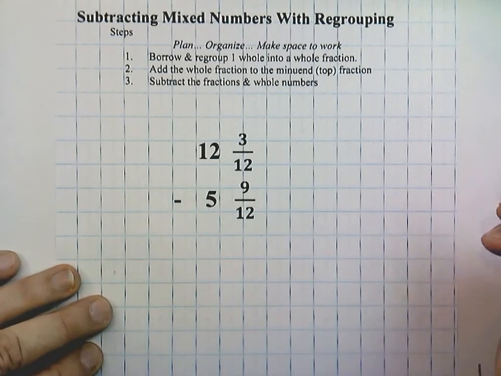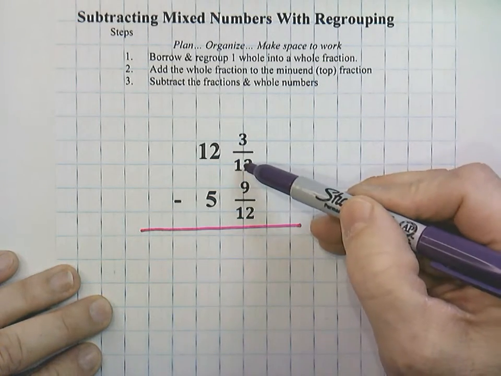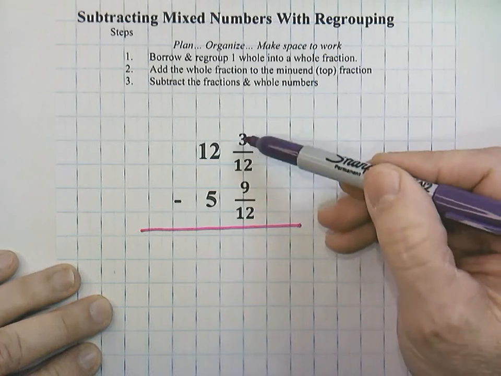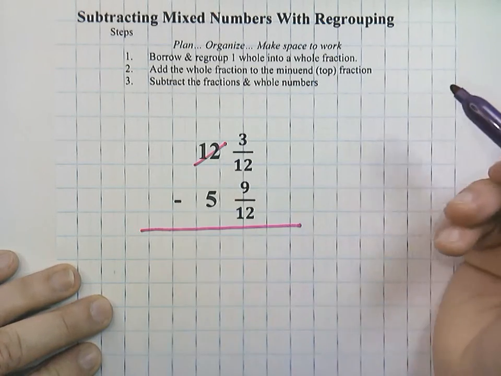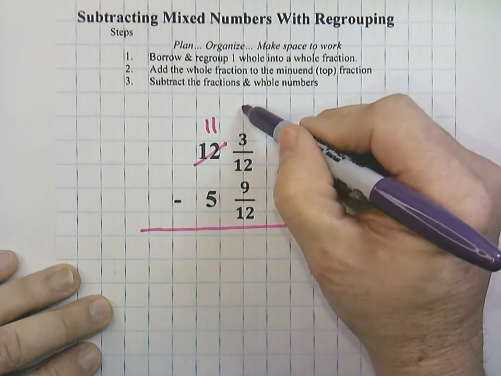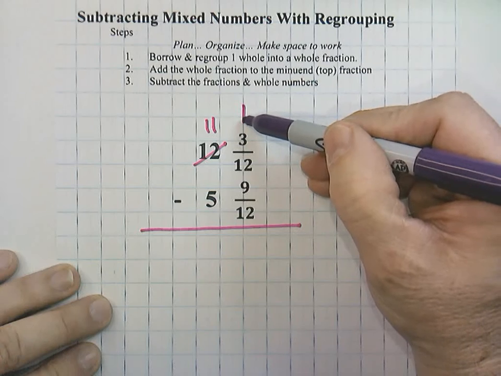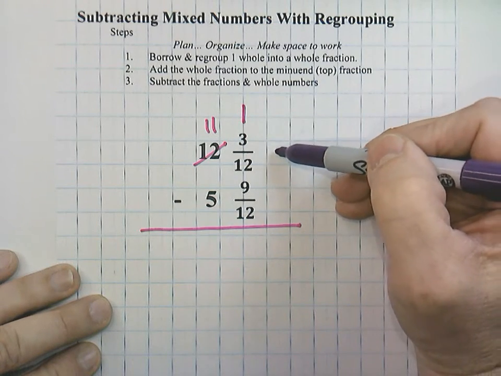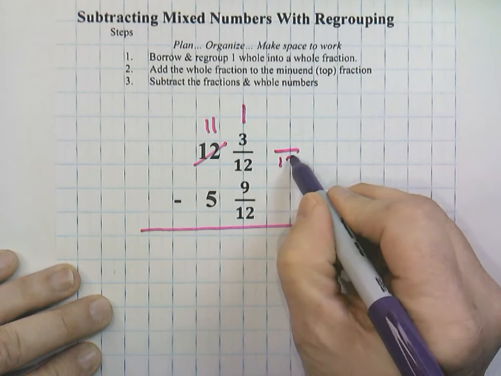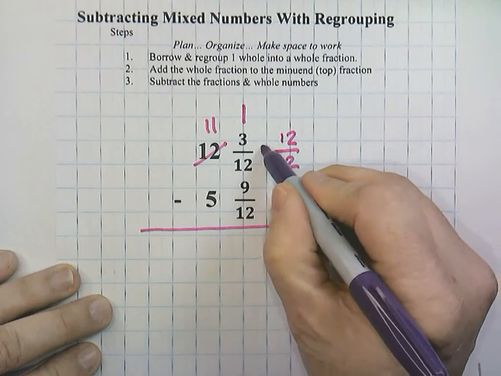Let's try it without the models this time. 12 and 3/12 minus 5 and 9/12. Well, we start with our fractions and you can't do that, so we're going to simply borrow. That would leave us with 11. The 1 comes over to the fraction side, but it's a whole number and needs to be turned into fraction form. So I'm going to show it over here. We're using 12ths, and that would equal a whole, 1 equals a whole fraction.